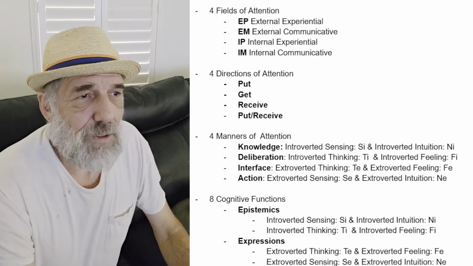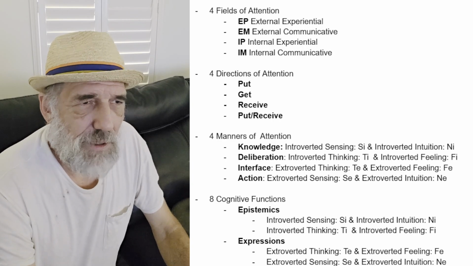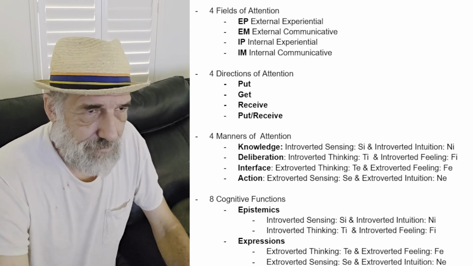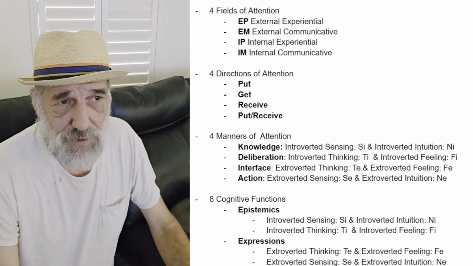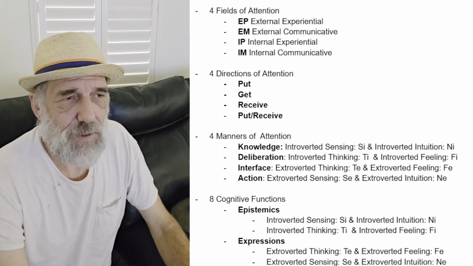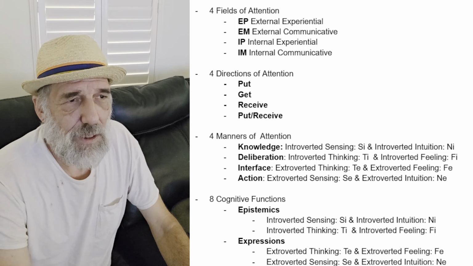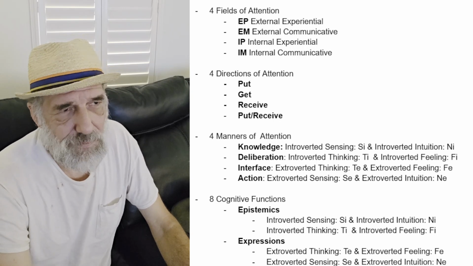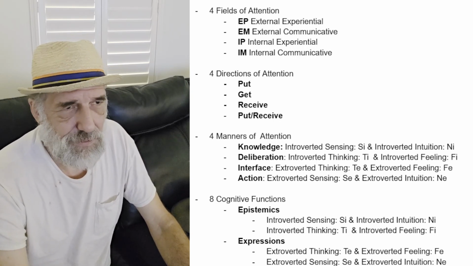There are 4 manners of attention: knowledge, deliberation, interface, and action. Your knowledge functions are introverted sensing and introverted intuition. The deliberation functions are introverted thinking and introverted feeling. Interface functions are extroverted thinking and extroverted feeling. Action functions are extroverted sensing and extroverted intuition.